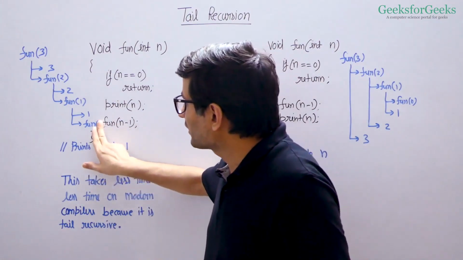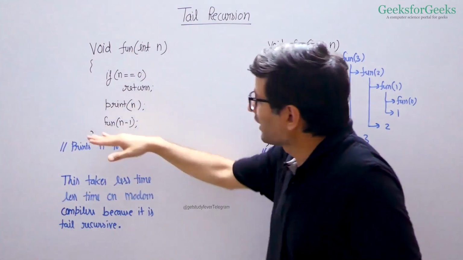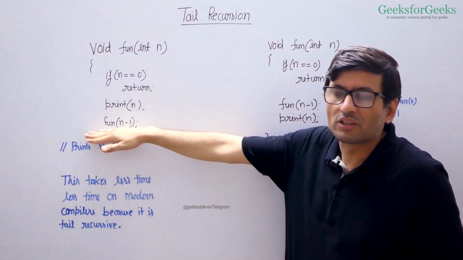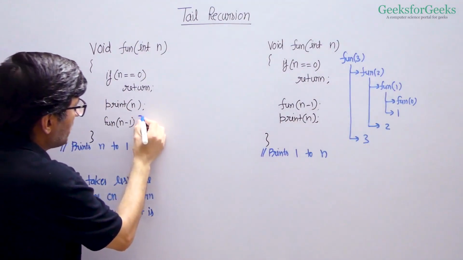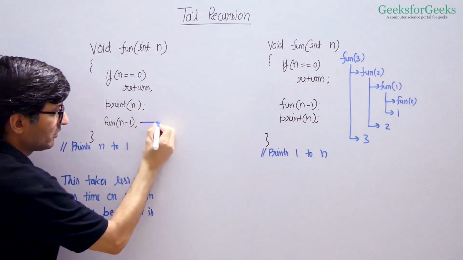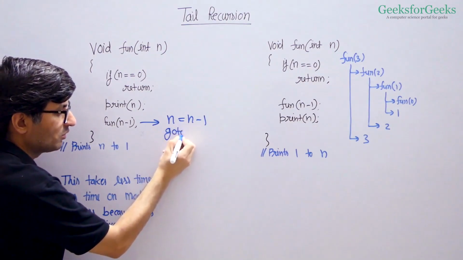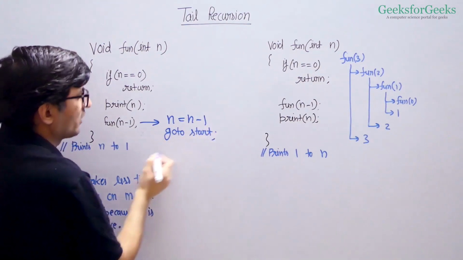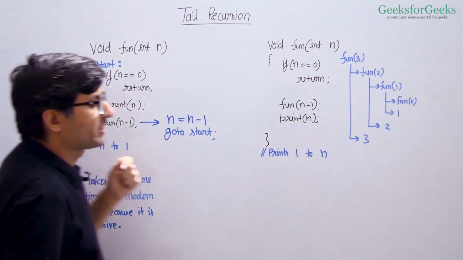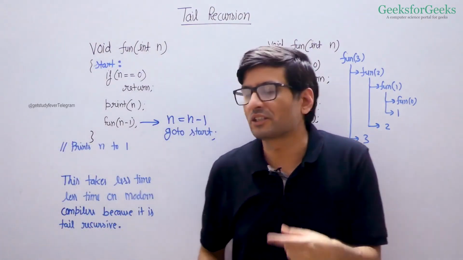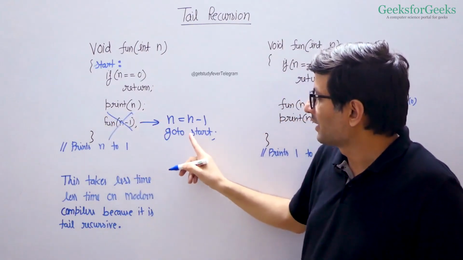So when modern compilers see such a tail recursive function, they realize that the last thing is the recursive call. So they change such functions. The changes that they make are they change this line to n equal to n minus 1, right? And then they add a go to start, and they add a label start. These are the changes they make internally. So whatever parameters you are passing in the recursive calls, these parameters are changed and this line is replaced by these two lines and then go to start.